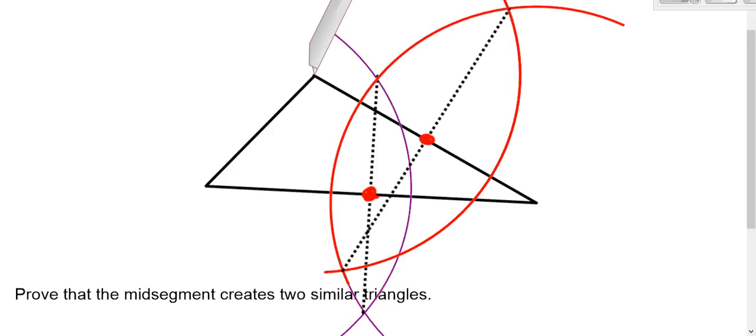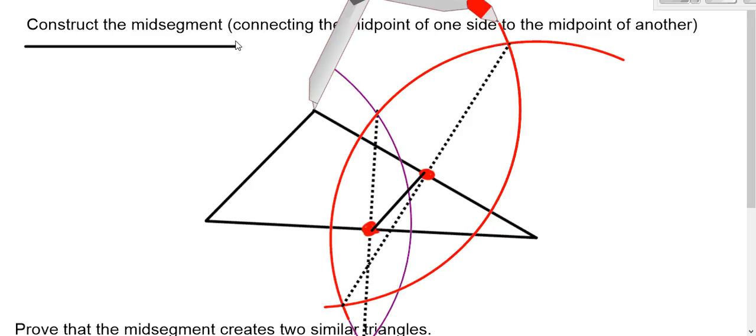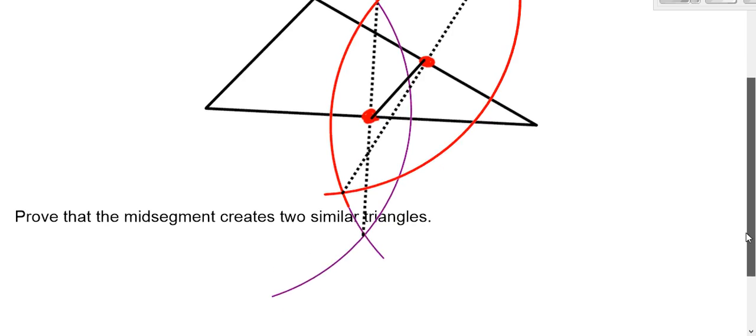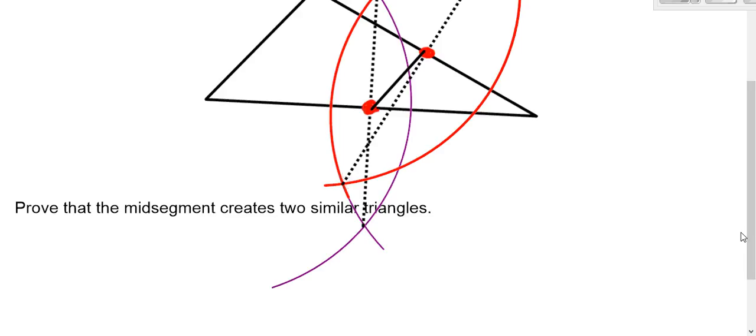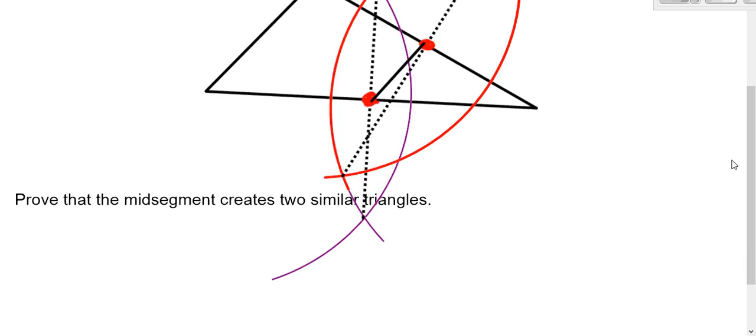So now the line that connects the midpoints, that's called the mid-segment. So we constructed the mid-segment. It's right here. Connects midpoint to midpoint. Now, we're going to do a little proof that the mid-segment creates two similar triangles.